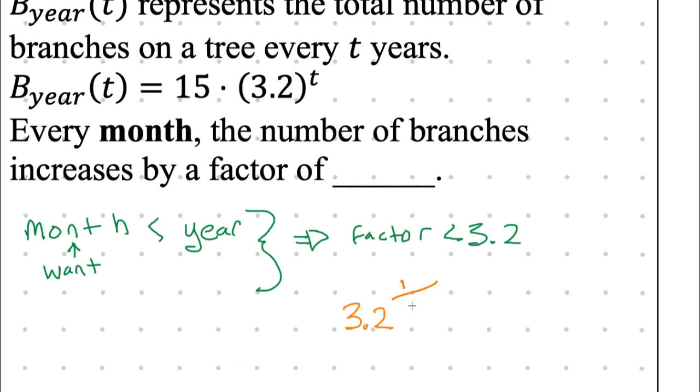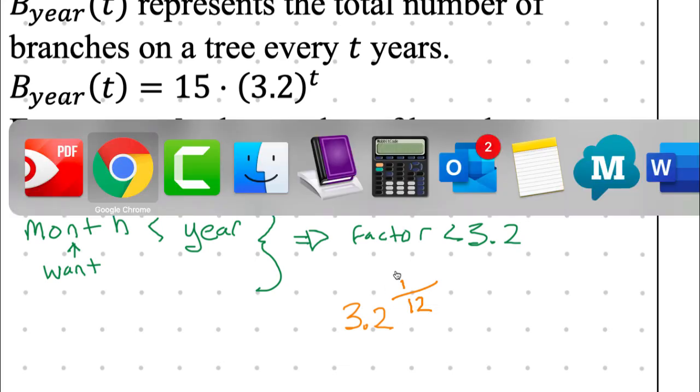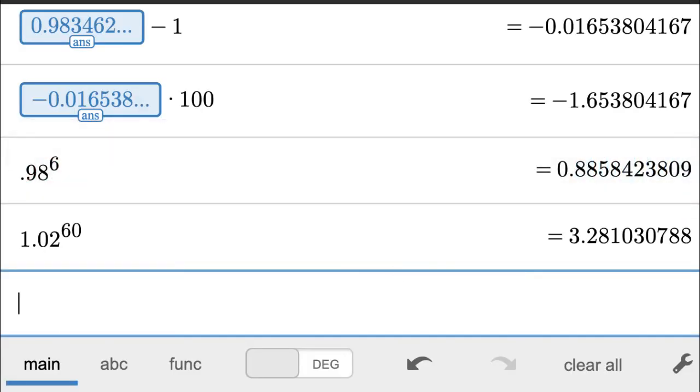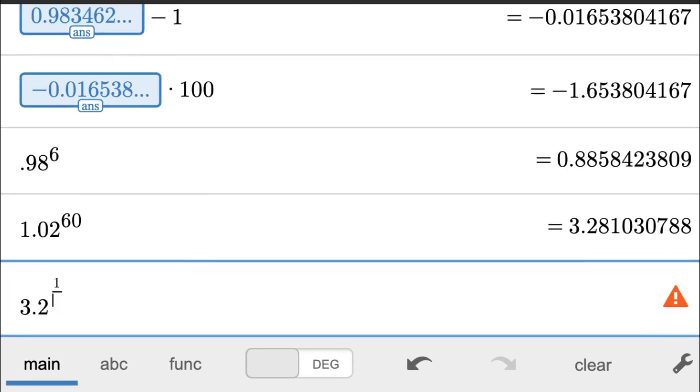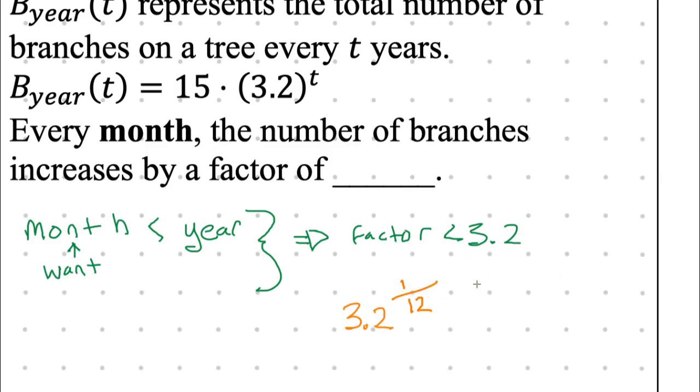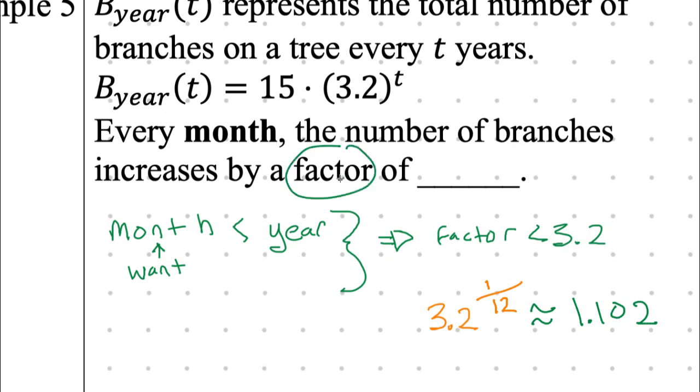India? 12. Why 12? You're correct. Because there's 12 months in a year. Exactly. So I come over here, I do 3.2 to the power of 1/12. And it's 1.102, I guess. So this is approximately 1.102. And it's increasing by a factor. Whenever I see the word factor, I just write whatever the base is, which is, in this case, 1.102. 1.102, final answer.